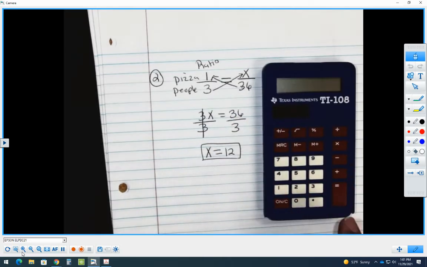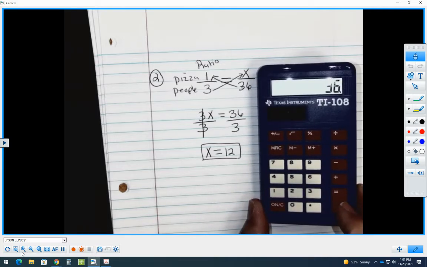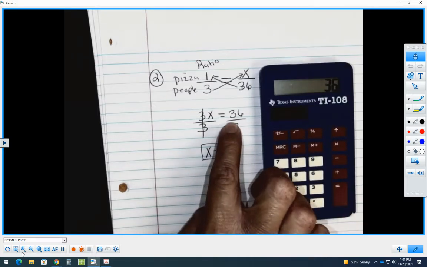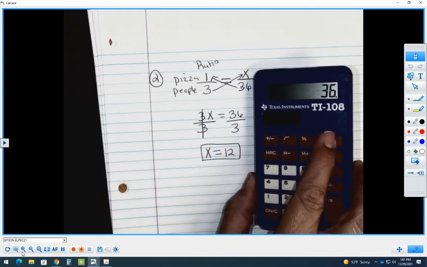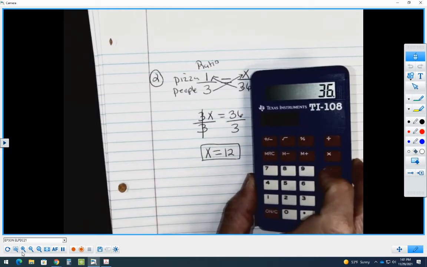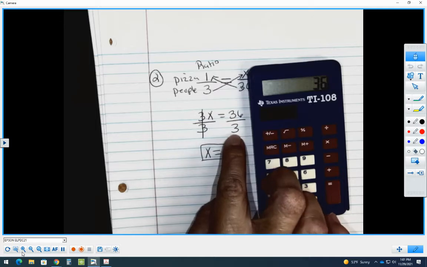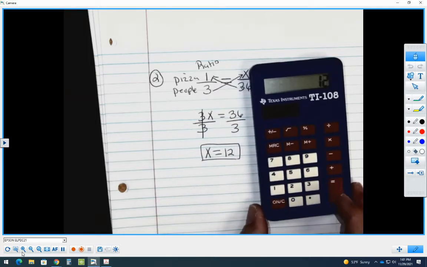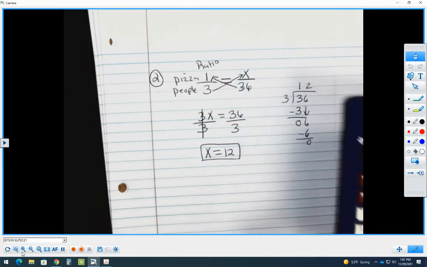And just remember that you punch in the numerator first, so 36. The fraction mark means divide, so I'm going to punch in divide by 3. And I get the same answer as 12.